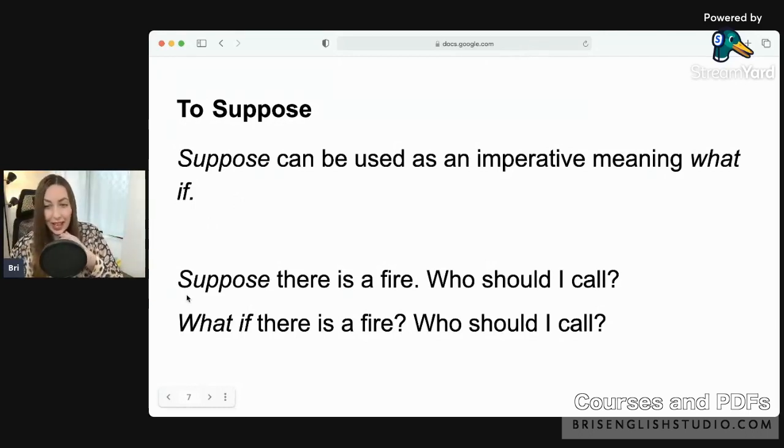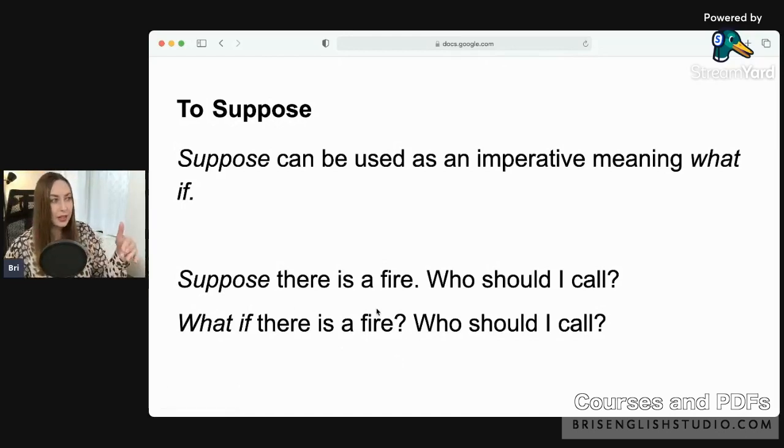Suppose there is a fire. Who should I call? So this is very similar to, what if there's a fire? Who should I call? Notice that in this sentence, suppose there is a fire, there is no question mark, and our intonation does not go up like a question. So if I say, what if there's a fire? Who should I call?